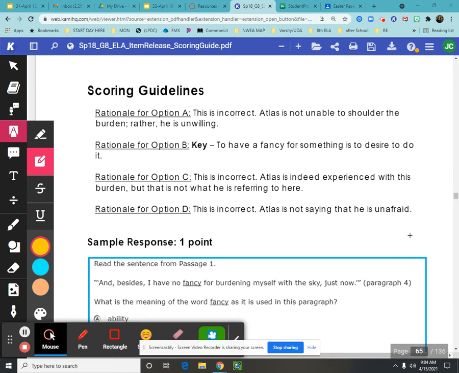Okay, look at your rationale. If you missed that one, see why you missed that. Like you might have a fancy for some chocolate. Okay, that can be. It's not just oh you fancy. It also means like I have a fancy for it. Okay, I want it. I'm craving it.